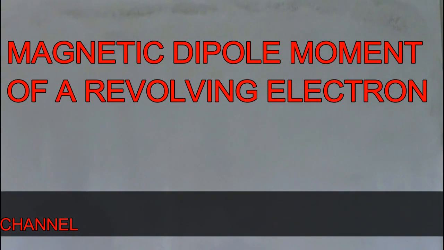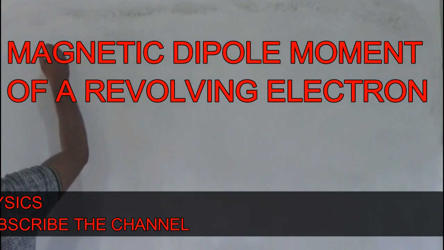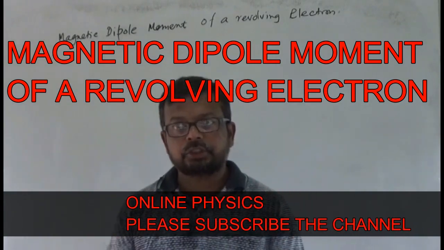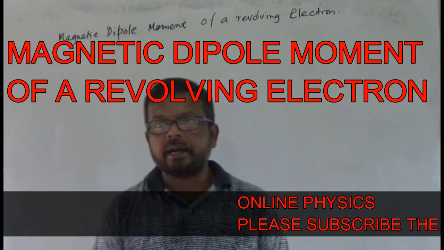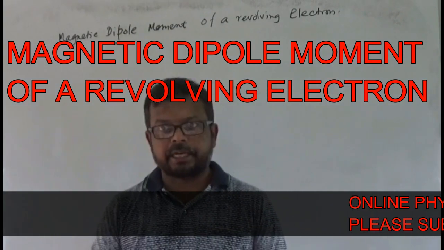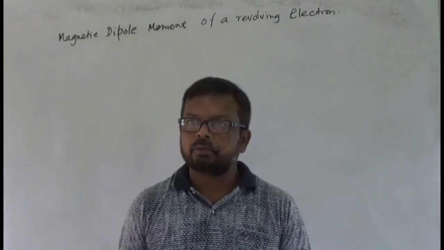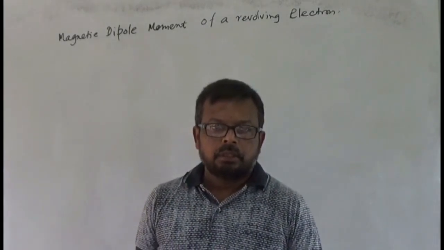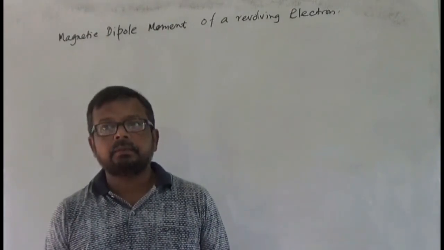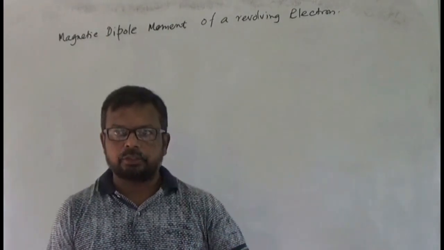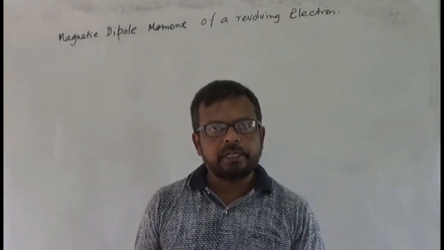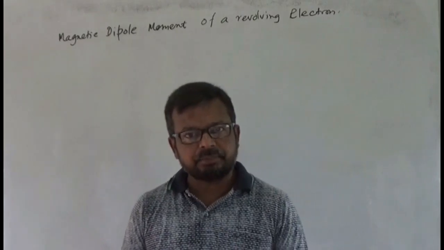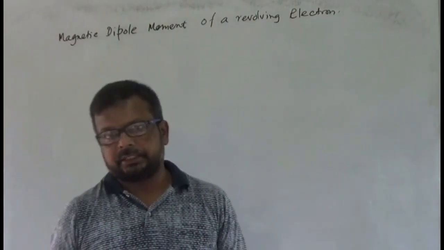Magnetic dipole moment of a revolving electron. We know that in an atom, electrons revolve around the nucleus, in circular orbits or elliptical orbits or whatever. Now, in our discussion, we can assume that electrons revolve around the nucleus in circular orbits. Now we know that movement of charge, flow of charge, is called current.